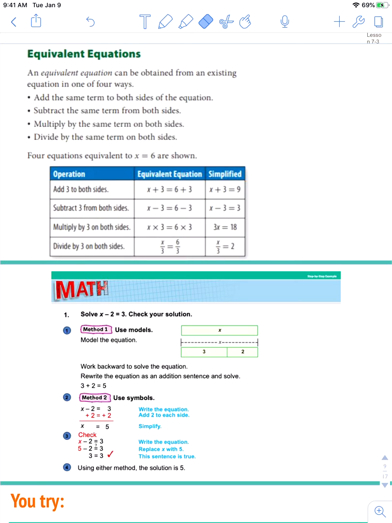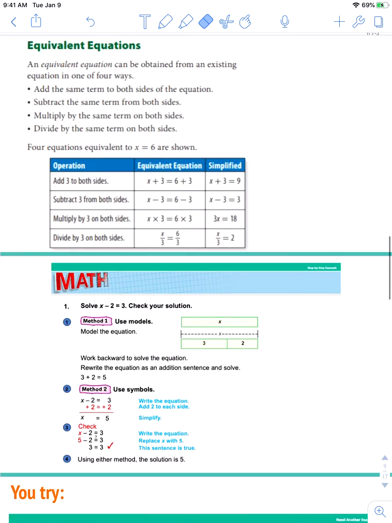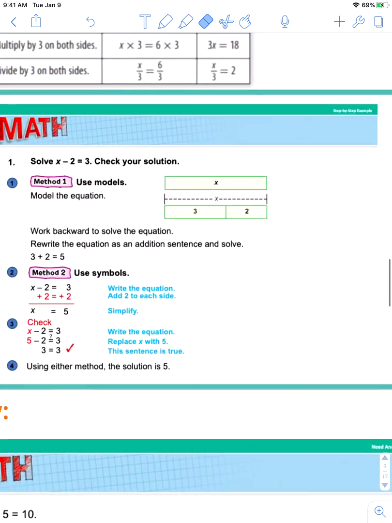So this shows through equivalent expressions. X plus 3 equals 6 plus 3. X plus 3 equals 9. Subtract 3 from both sides, yielding x times 3 equals 6 times 3. And then you divide by 3 on both sides, and you would get x over 3 equals 2. Okay?